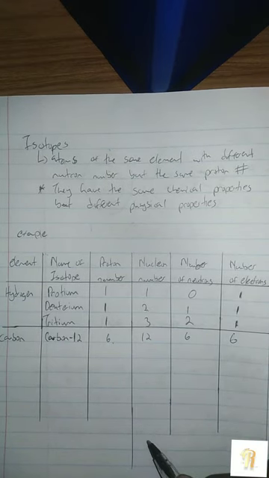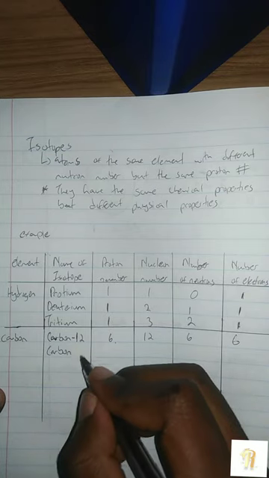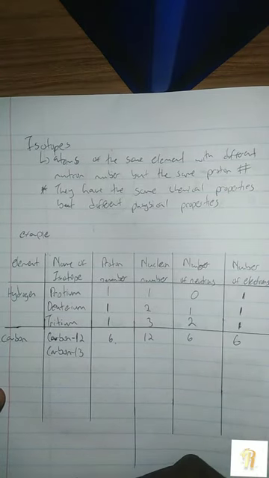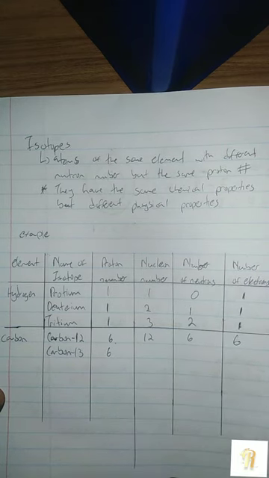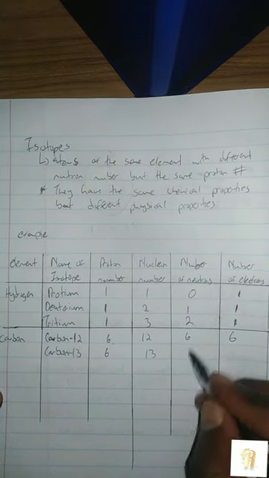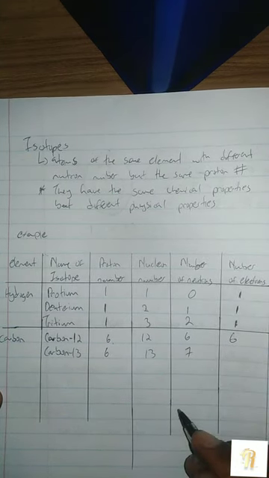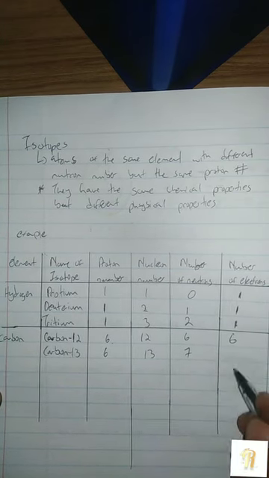Then we have carbon 13. Carbon 13 has 6 protons. The nucleon number is 13. Just take it from here: 13 minus 6 is 7. The number of neutrons is 7. Then obviously its number of electrons is 6.